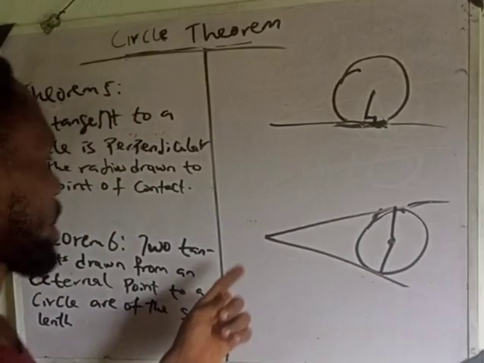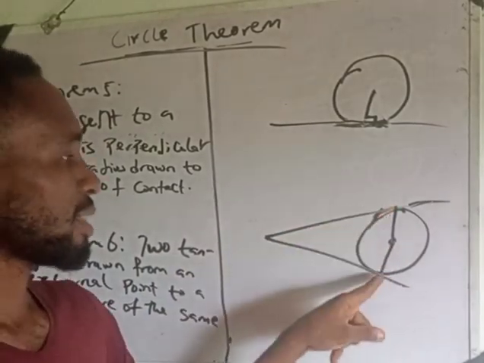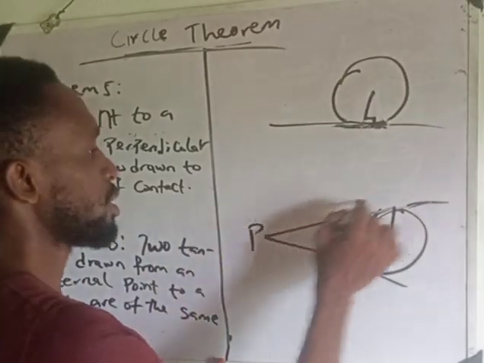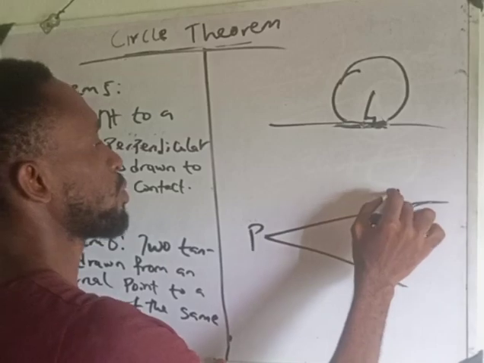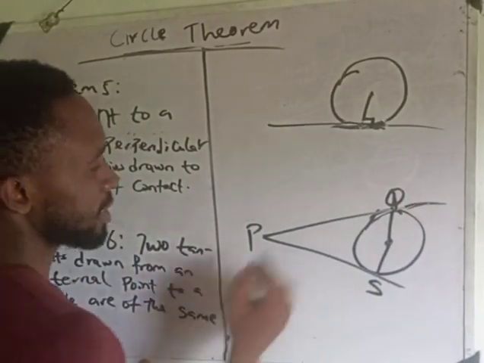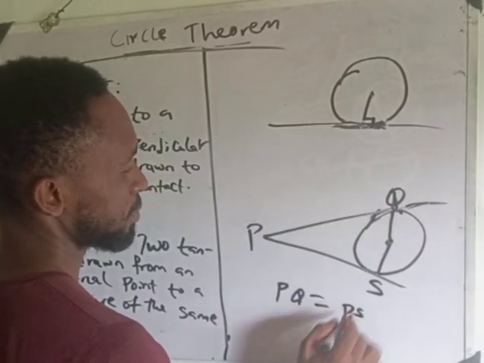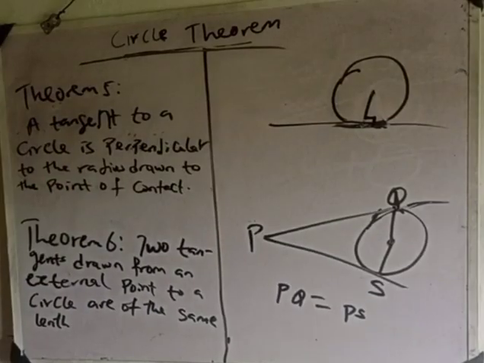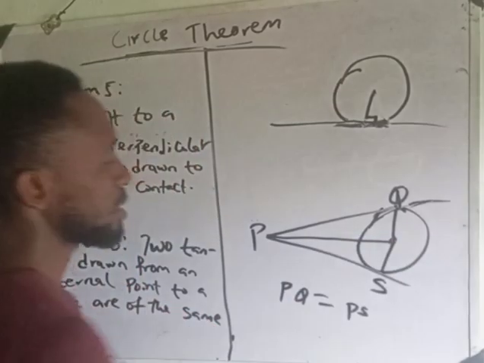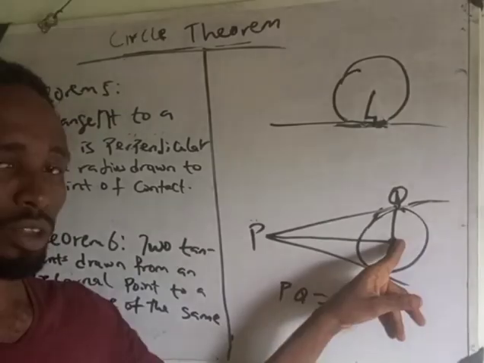Now, what this theorem states is that these two lines meeting at this point of intersect will be equal. That means, let me say P, Q, and let me call this S. What this theorem says is that in such a case PQ will be equal to PS. Is that okay? And we can still go on to prove it. Let me just draw a line that meets from the point of origin to the center of the circle.